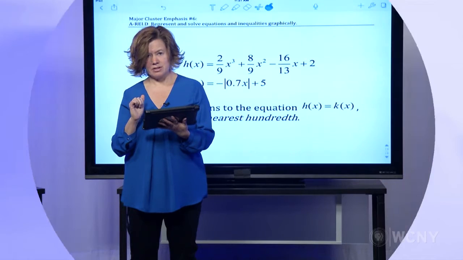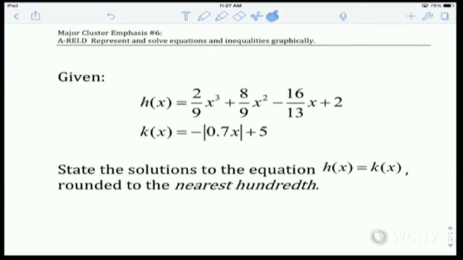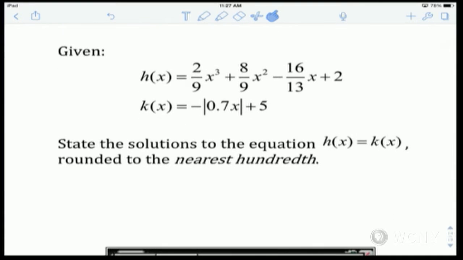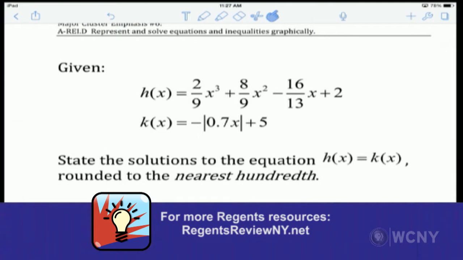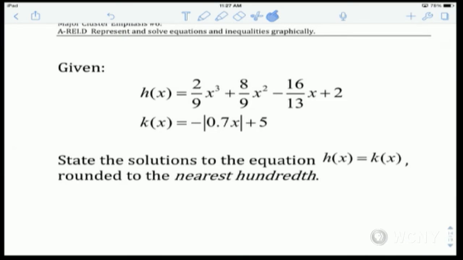Major cluster emphasis number 6. Here we need to represent and solve equations and inequalities graphically. We are given h of x equals 2/9 x cubed plus 8/9 x squared minus 16/13 x plus 2, and that k of x equals negative 0.7, the negative absolute value of 0.7x plus 5. We need to state the solutions to the equation h of x equals k of x, rounded to the nearest hundredth.